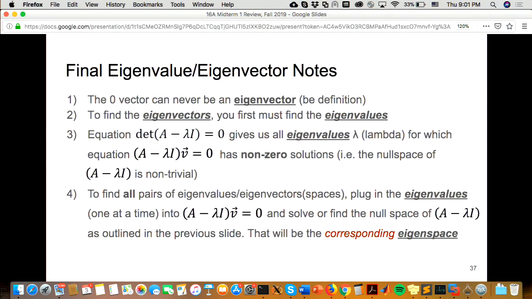Now, some final notes. As I already said 3 times, 0 can never be an eigenvector by definition. Sorry about the typo. To find eigenvectors, you need to first find the eigenvalues. And then, finally, the equation, determinant of A minus lambda I equals 0, gives us all eigenvalues for which A minus lambda I times v has non-zero solutions, so non-trivial null spaces. To find the pairs, you plug them in one at a time, and you solve to find the null space. This will be the corresponding eigenspace.